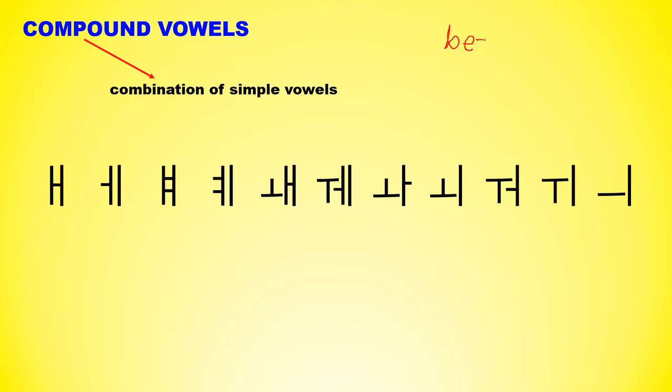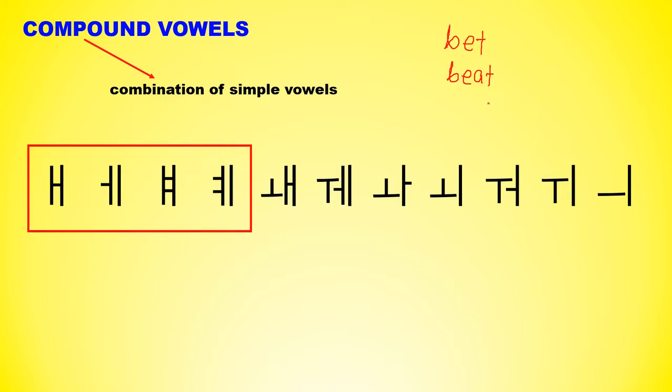For example, this word bet. I can add an A to make it into beat. And we can do the same in Korean. We can add simple vowels together to make a compound vowel. And that is what we're going to learn today. To help you to learn better, I've grouped similar compound vowels together, and the first 4 compound vowels we're going to learn are found here. Let's dive straight into the lecture.